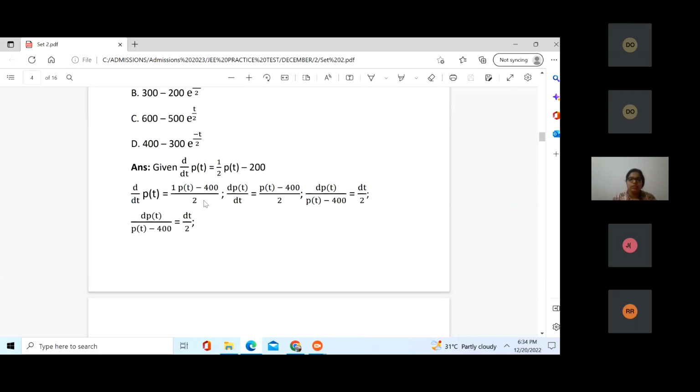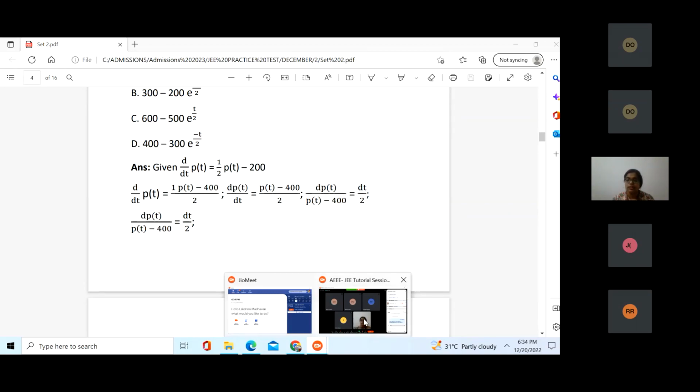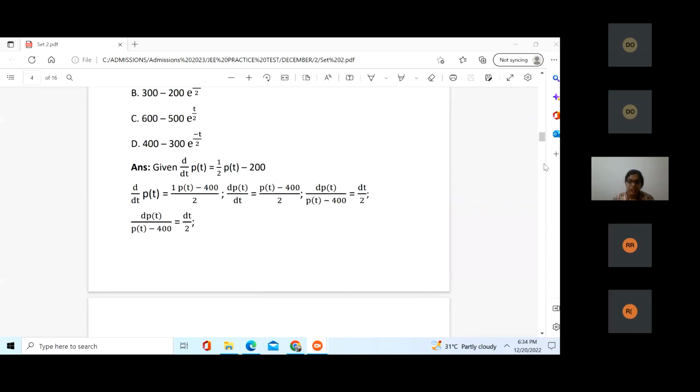Now check what I have written. Here, this p of t minus 400, I can take to this side, and this dt can go to the other side. So I'm going to rearrange the terms and write this as dp of t by p of t minus 400 equal to dt by 2. I hope up to this everybody is able to understand. I have just rearranged what is given in the question.